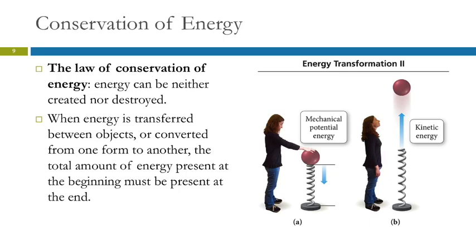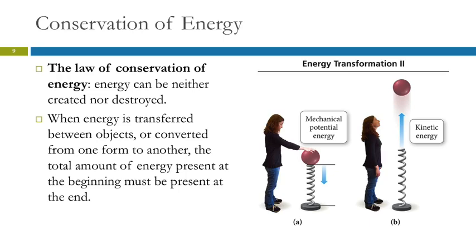So energy is conserved. We've talked about conservation of mass. Energy is also conserved. It's referred to as the law of conservation of energy. Energy can neither be created nor destroyed. So when you have energy being transferred from one object to another, you don't gain or lose energy in that. The total amount of energy is the same, but the form of the energy may change.